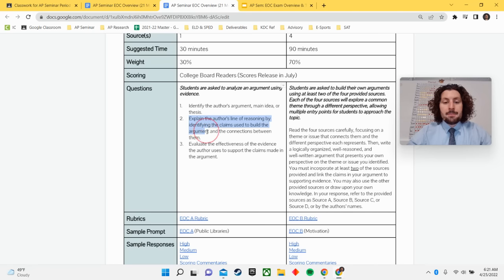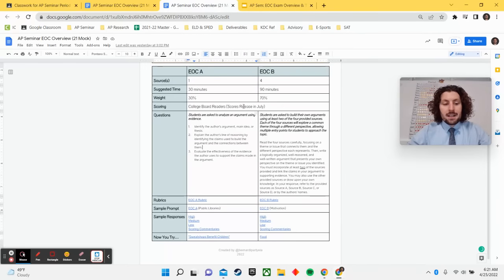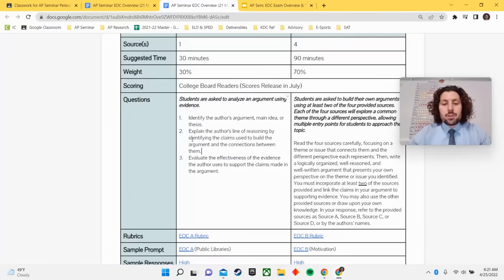Question 2 is a multiple paragraph response where you are explaining the author's line of reasoning by identifying the claims that they made throughout their argument and identifying how they connect their ideas from one to another. And so really this is going to be tracking the author's claims and understanding the order of these claims and making sense of them. Sometimes these are disorganized, sometimes they're organized well. That is your job to evaluate whether or not it is effective and organized and whether or not ideas are connected effectively or not.